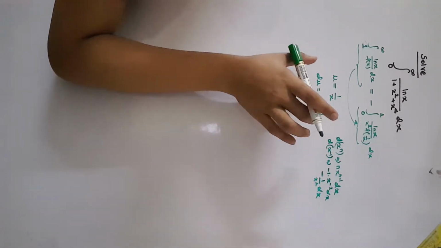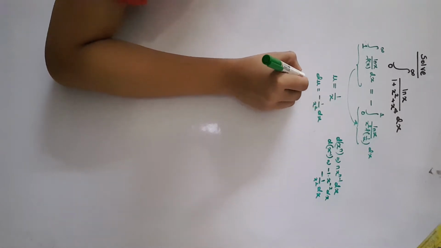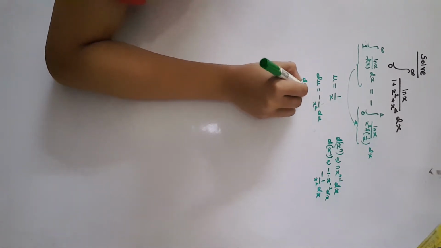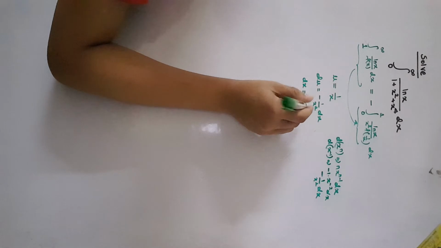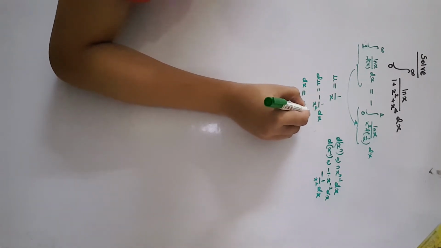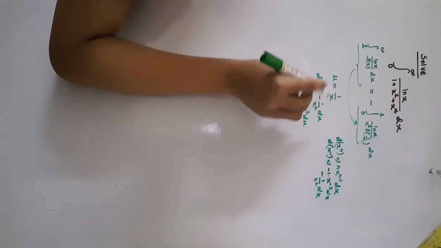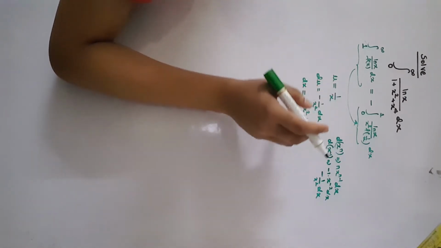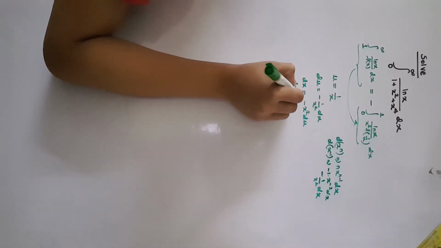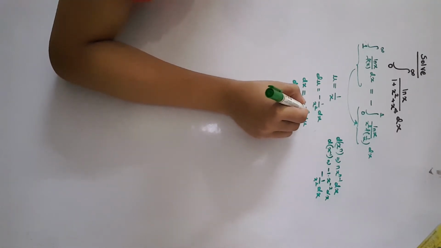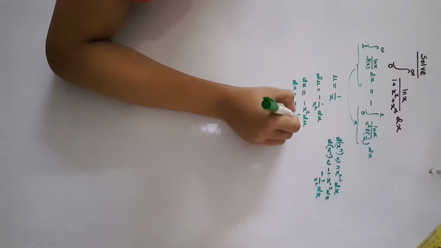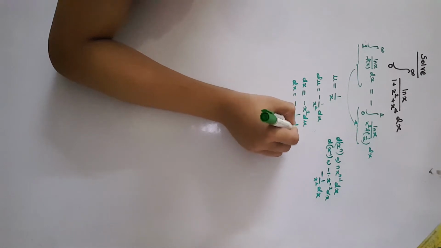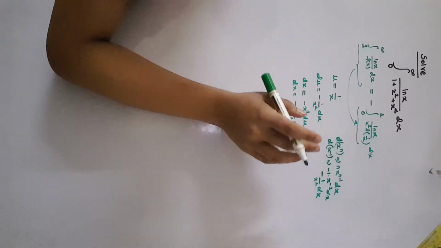Alright, so now we can write dx in terms of u. Now dx can be written as negative of x square du, and since u is equal to 1 by x, we can also say that x is equal to 1 by u. So dx is equal to negative of 1 divided by u square du.